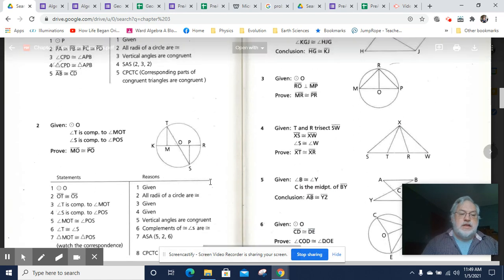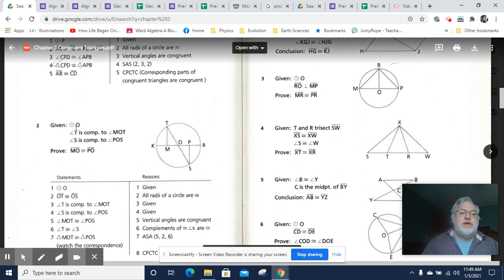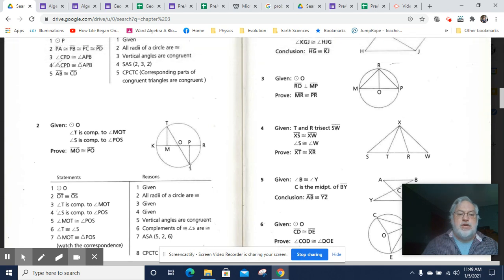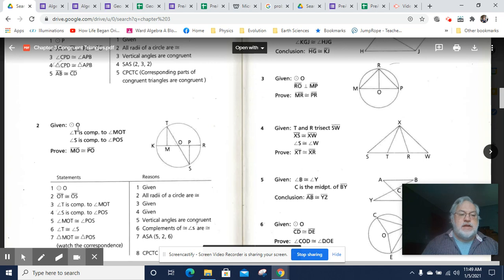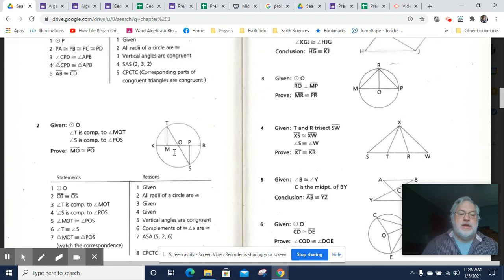Okay, this one's a little trickier. We got circle O. Center is O, which means that TO and SO are congruent. So what we're given is that it's circle O. We're given that angle T is complementary to angle MOT. Okay, and we're given that angle S is complementary to angle POS.